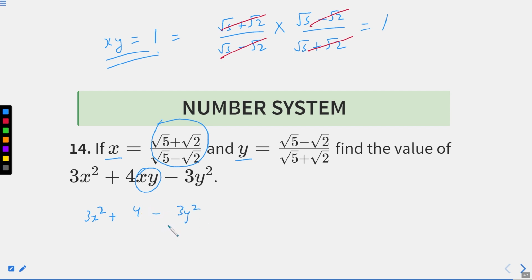Now x is given, find out the x square, y is given, find out the y square, and rationalize it. You will get your answer without any difficulty. Okay, I hope it is clear.